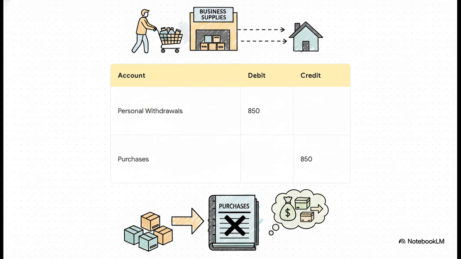Now, let's flip over to the sole proprietorship side of things. It's a much simpler world. Here, the withdrawal is recorded at the cost price, just 850 dinar. And the credit doesn't go to sales, it goes to purchases. This basically reduces the business's total inventory expenses, because those goods were never sold.